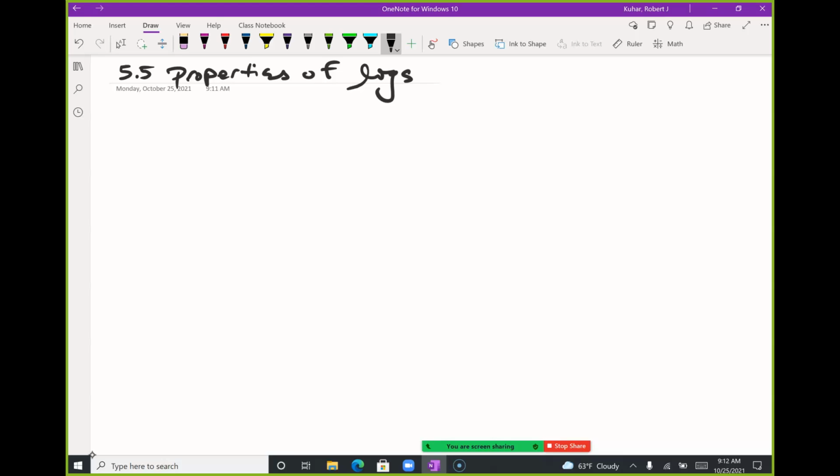Just because I'm using a particular log function with a particular base doesn't mean it doesn't work for every base. Okay.